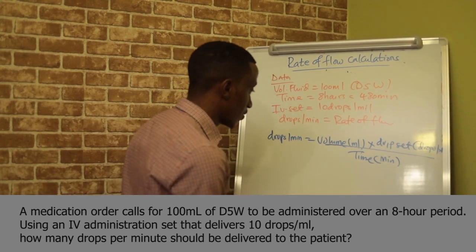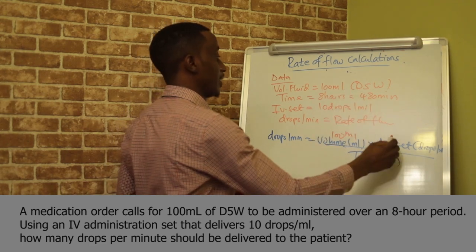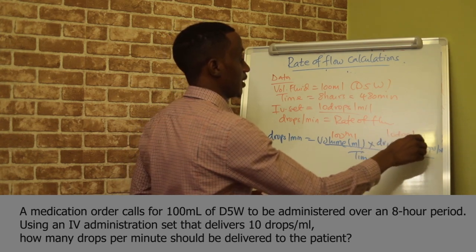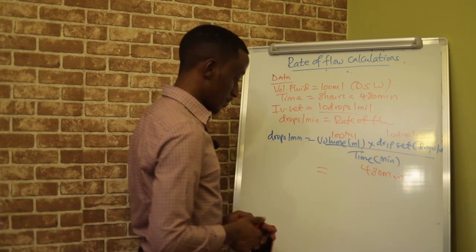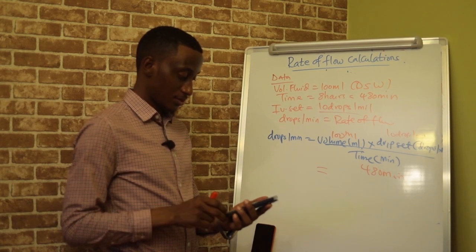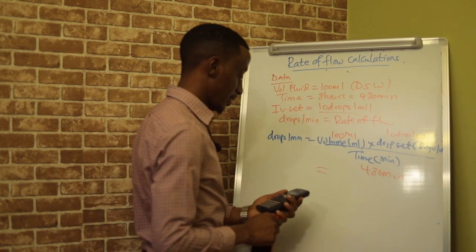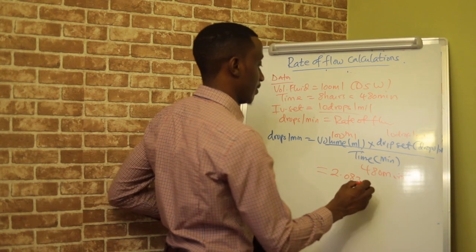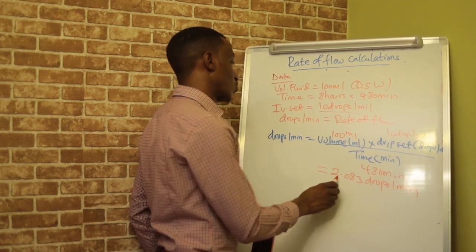So having known that, what is the volume here? The volume is 100 mils. Then the drip set delivers 10 drops per mil, and time is 480 minutes. So drops per minute, this is 100 times 10 divided by 480, that is 2.083 drops per minute.